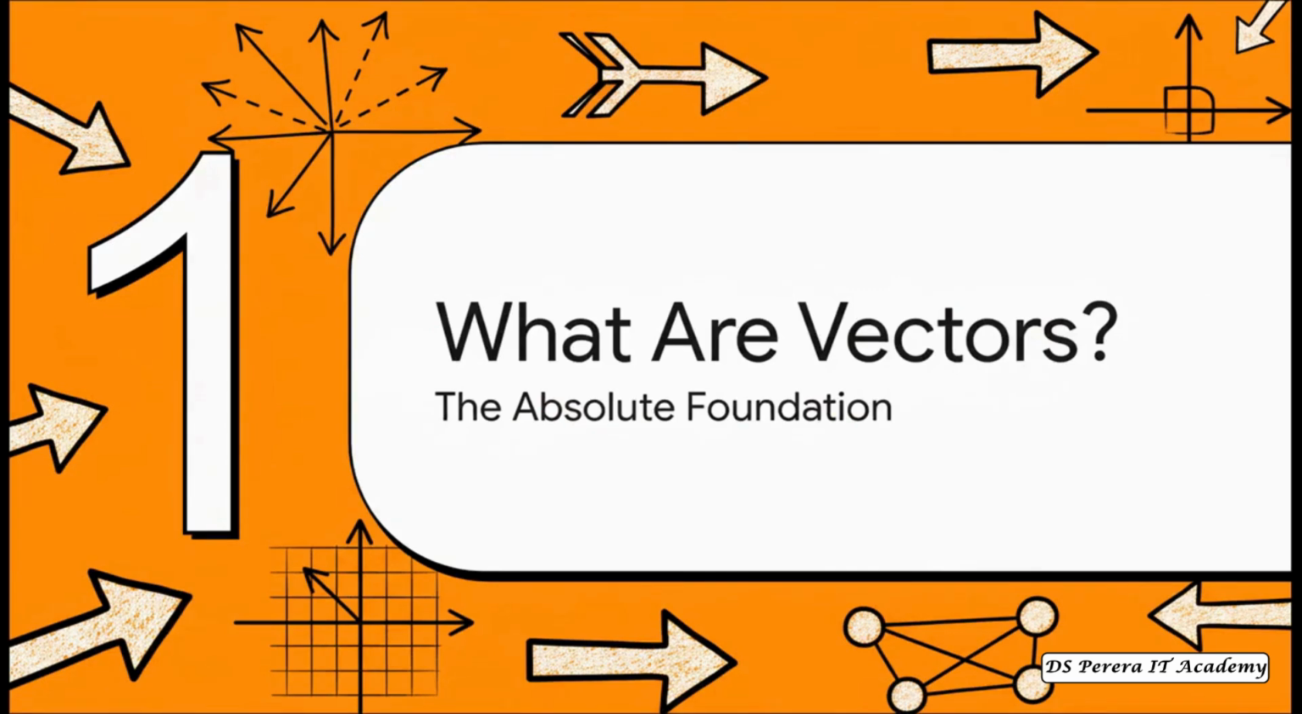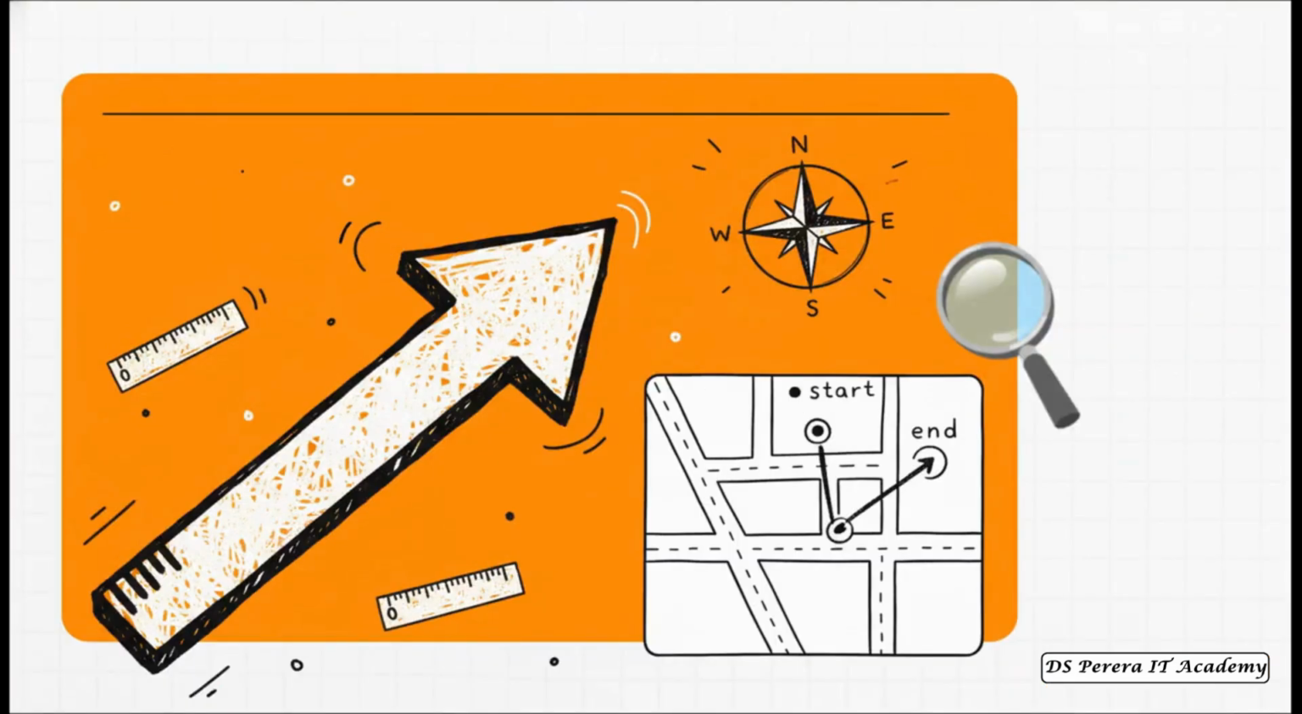All right, first things first, let's lay the foundation and get a crystal clear answer to the question, what exactly is a vector? In simple terms, a vector is just an ordered list of numbers. But what's special is that this list represents two key things, a magnitude, which is just a fancy word for its size or length, and a direction.